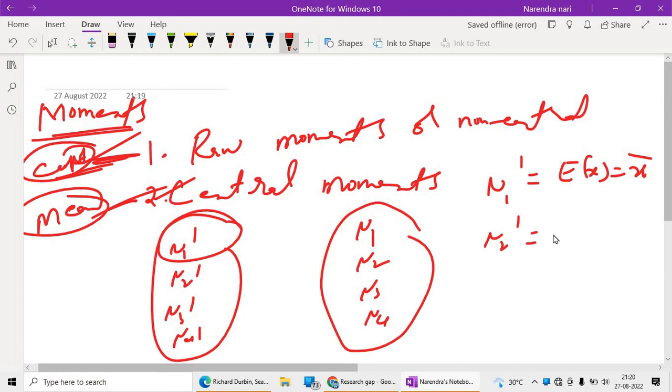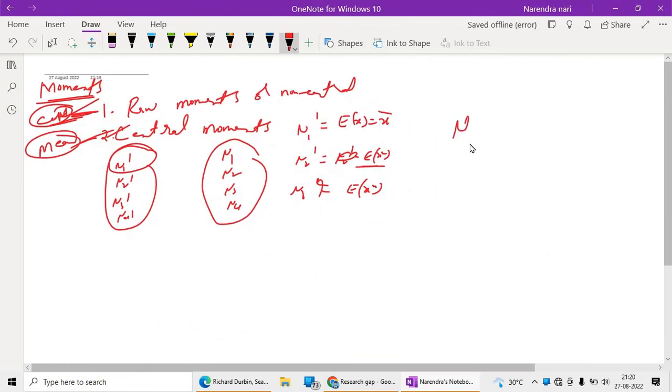Okay, next mu 2 dash. How can you calculate mu 2 dash? It is just the expected value of x square. We will see some problems on how to calculate the expected value of x square. So mu 3 dash and so on, it is just the expected value of x power n, so mu n dash is the expected value of x power n.